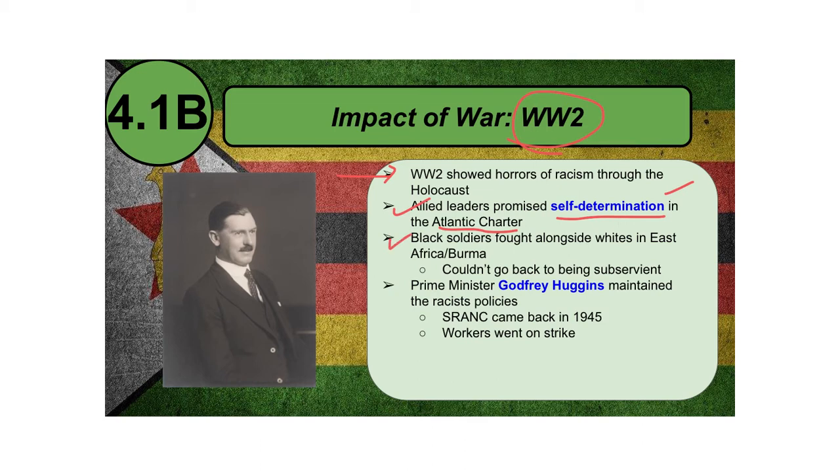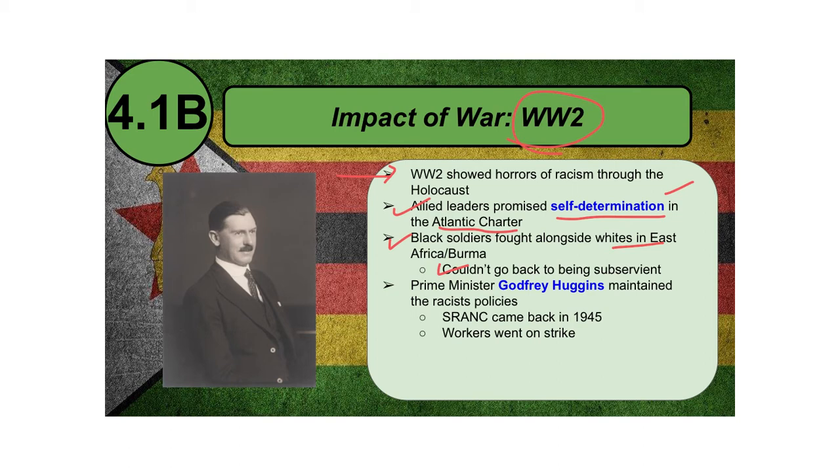And of course, just like with black soldiers in the United States, black soldiers in Africa actually fought for their colonial rulers. If you were in an English colony, you fought for the British. If you were in a French colony, you fought for the French, etc. Black soldiers fought alongside white soldiers in East Africa and in Burma, which is over in Asia. After the war, just like black soldiers in the United States, they couldn't go back to being subservient. They were like, look, I just risked my life for your empire, and I'm not going to go back to expecting white people to rule over me when I get back home.